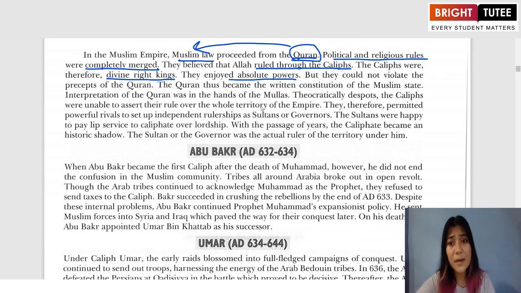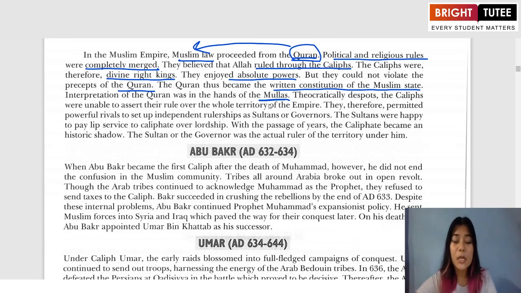But even though they had absolute powers, even though they had divine rights, they could not violate the rules laid out by the Quran. They could not go against the Quran. So the Quran became a written constitution of the Muslim state. It laid out all the rules that were followed by all the Muslims, be it the rulers or the people who were ruled by the rulers. Now, the interpretation of the Quran, how it was read, understood and applied to formulate laws to rule the people, was done by the mullahs, the scholars.